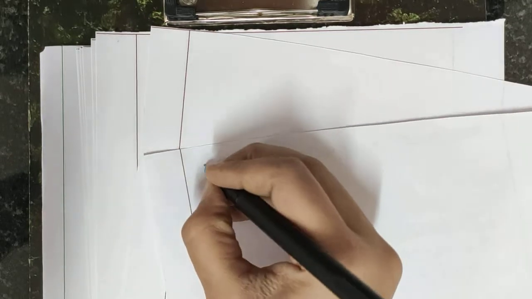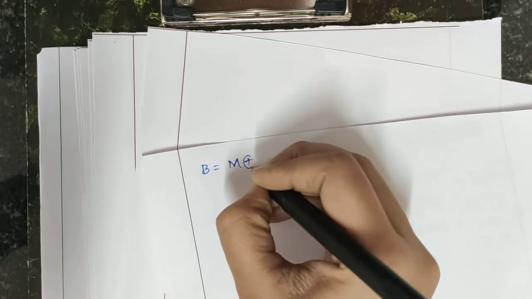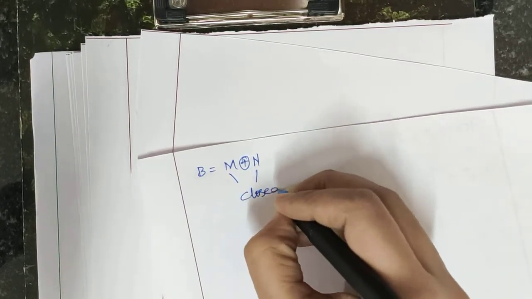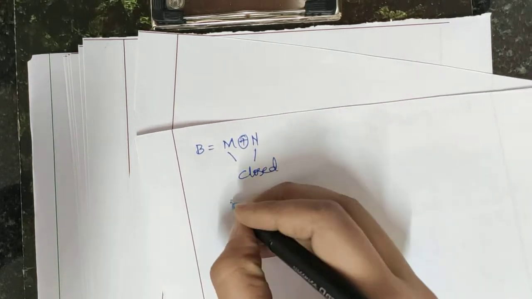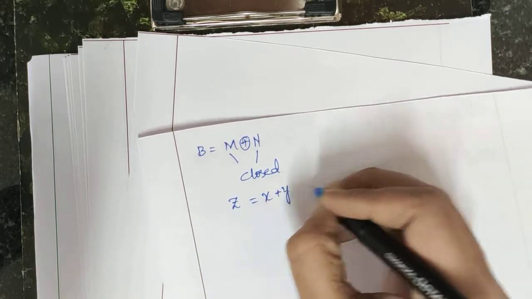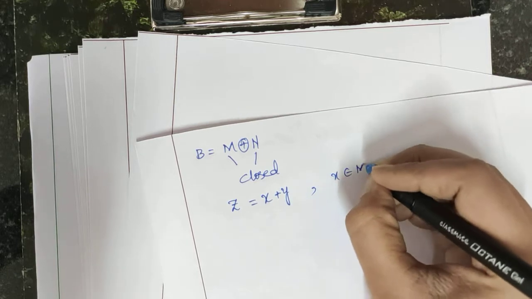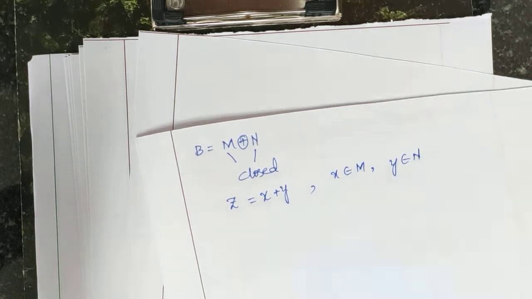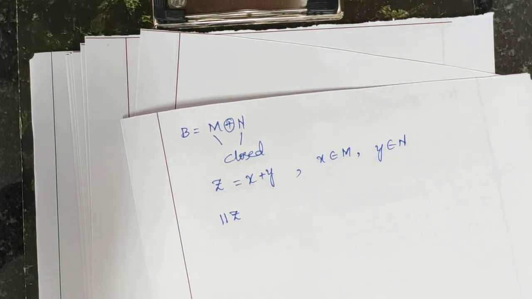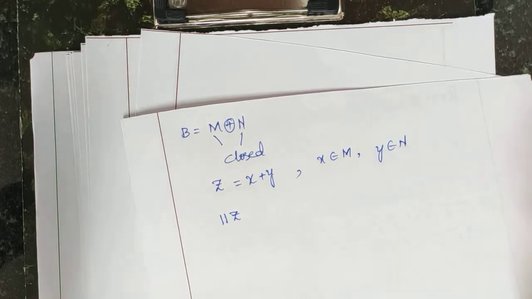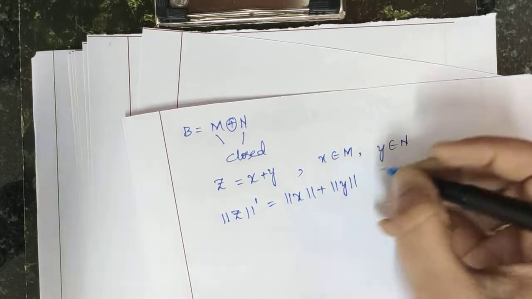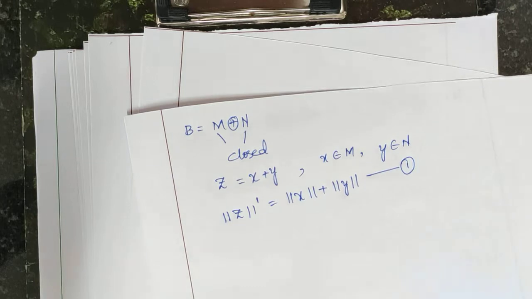So we have B as a direct sum of M and N. M and N are closed. These two things are given in the data, and they have given one more thing, that is I can represent Z as a unique representation, that is X plus Y, where X belongs to M and Y belongs to N, right? So we have to prove that there exists one more norm, that is norm Z prime is equal to norm X plus norm Y. This is what they have already given.